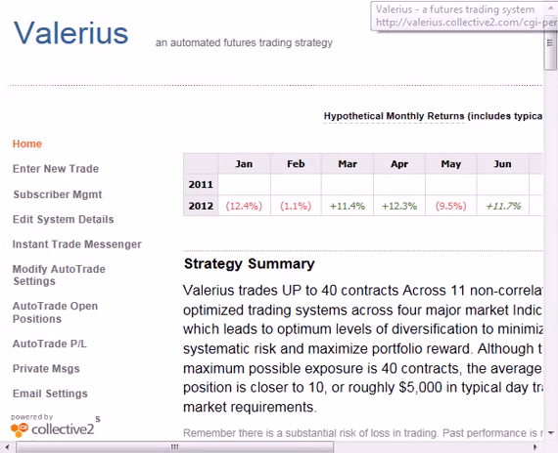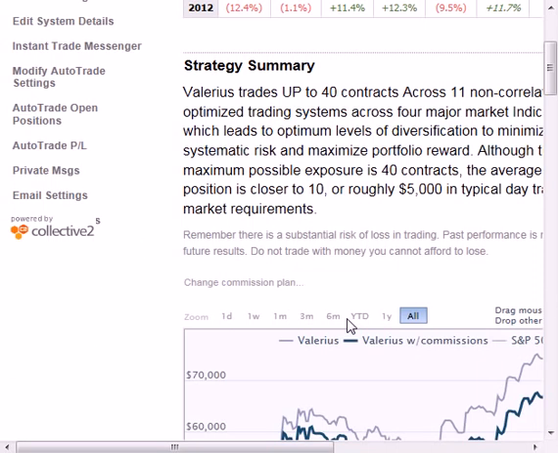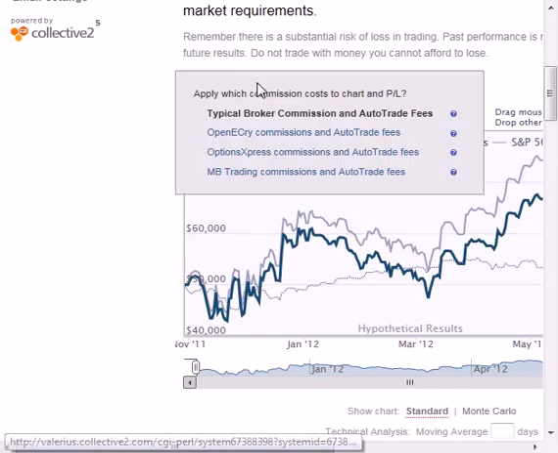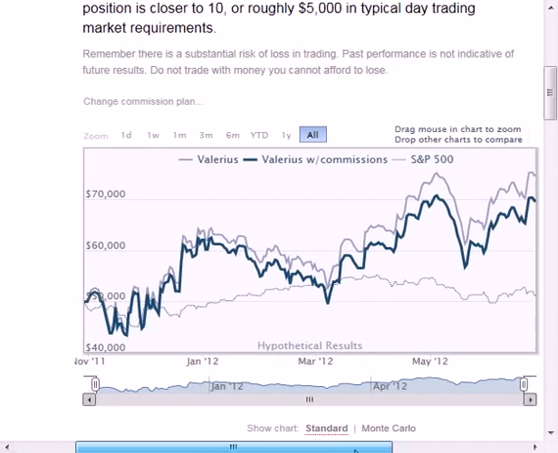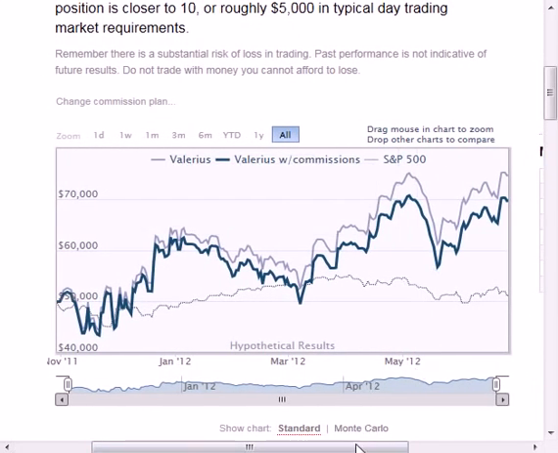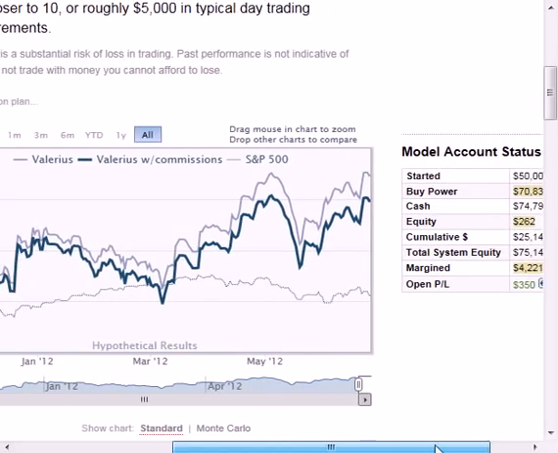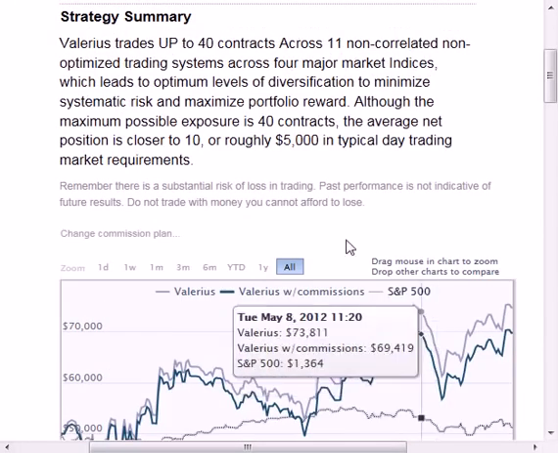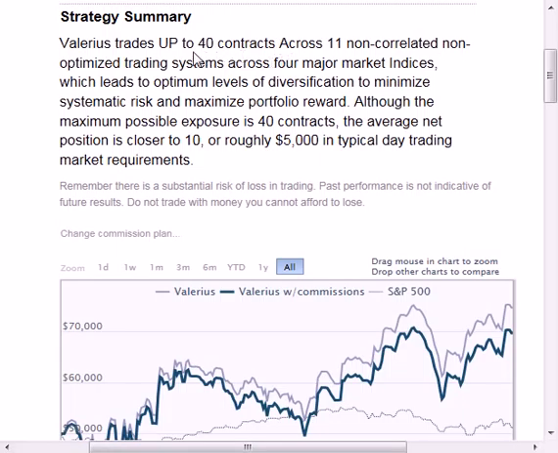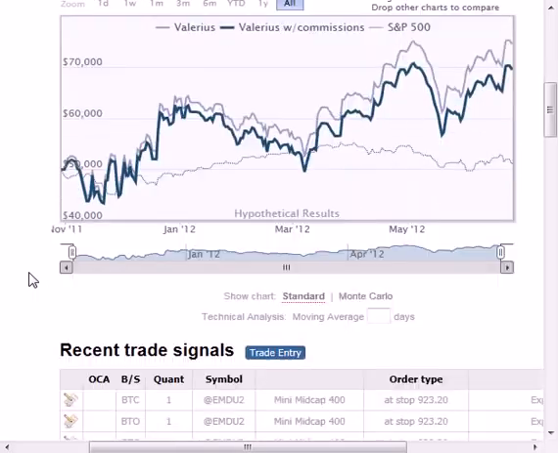And we'll look at, let's see, there's Valerius. You could take advantage of this model. Let's see, with MB trading commissions. There you go. So this is Valerius, and it trades, this is at inception traded 40 contracts. Trades about up to 25 now across 7 roughly non-correlated. We had to scale back Valerius. That's with commissions. That's how it's performed.